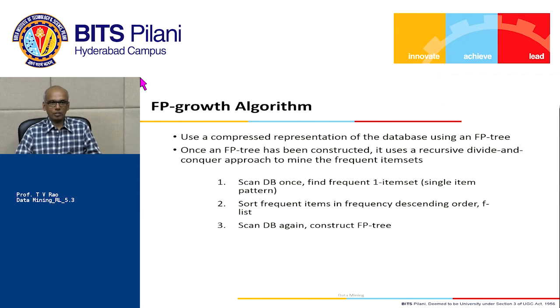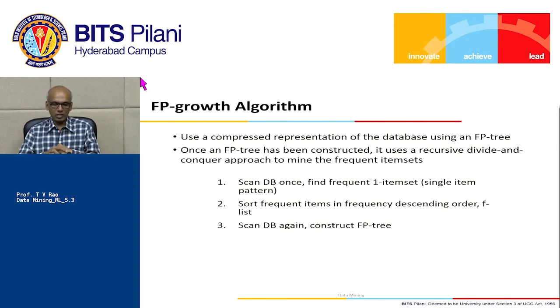We construct a tree which we call a frequent pattern tree. So how do we go about it? First, we scan the database once. That is the minimum that is required. We need to scan the database at least once to understand what is available in it, and then we identify all the frequent one item sets.